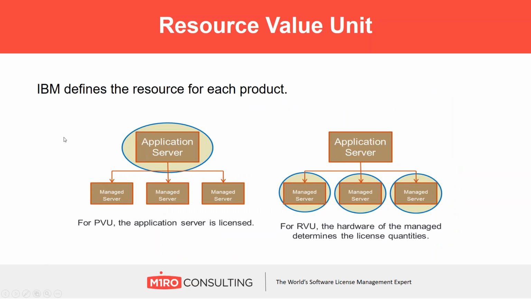I just put together a little illustration to show the difference between PVUs and RVUs. Initially, RVUs were the managed cores, but now it could be a list of payees, monitored devices, terabytes of storage, etc. So just an illustration of what is meant by managed cores: for PVUs, you license the application server. For RVUs, you're licensing the hardware of the managed servers. So we're going to count up those cores instead. If it's managed cores or managed servers, we're counting what it's watching. If it's PVUs, it's where it's installed.